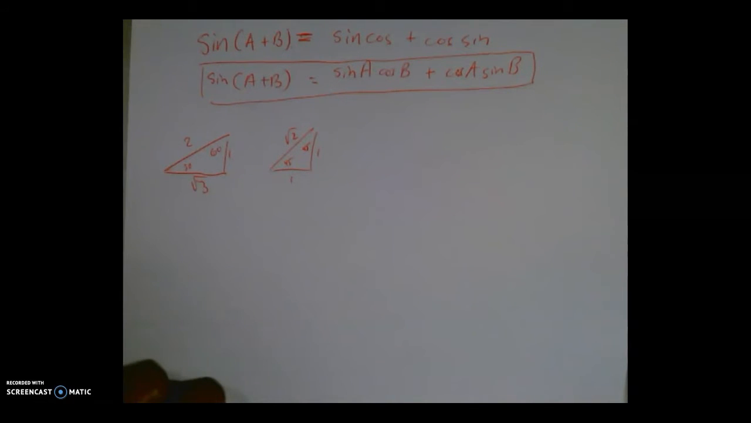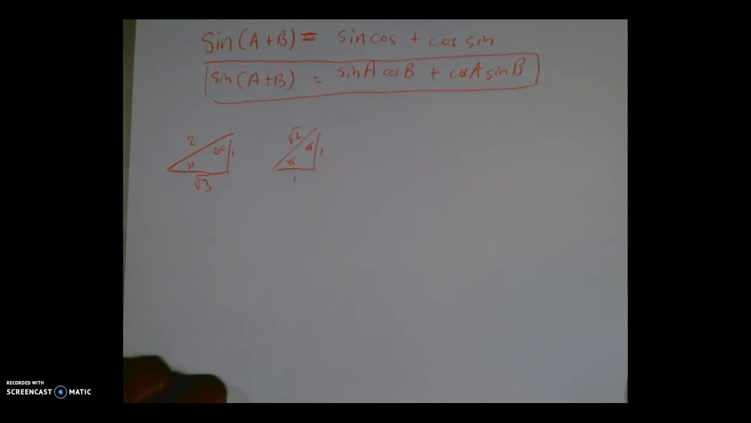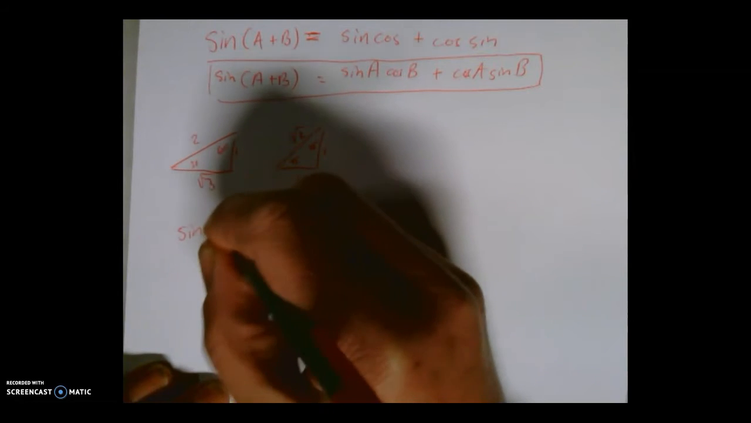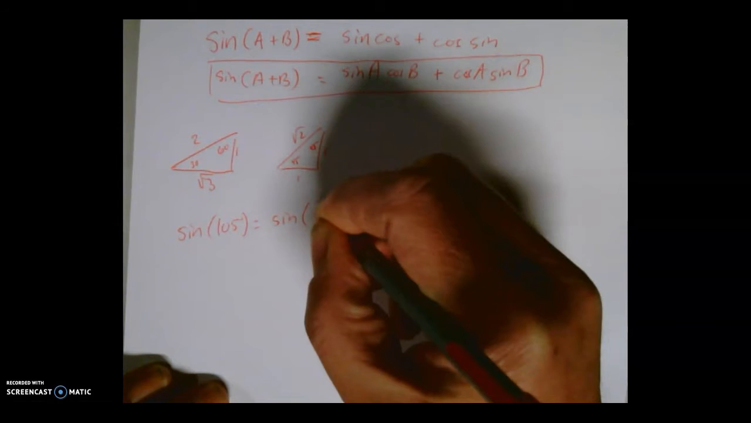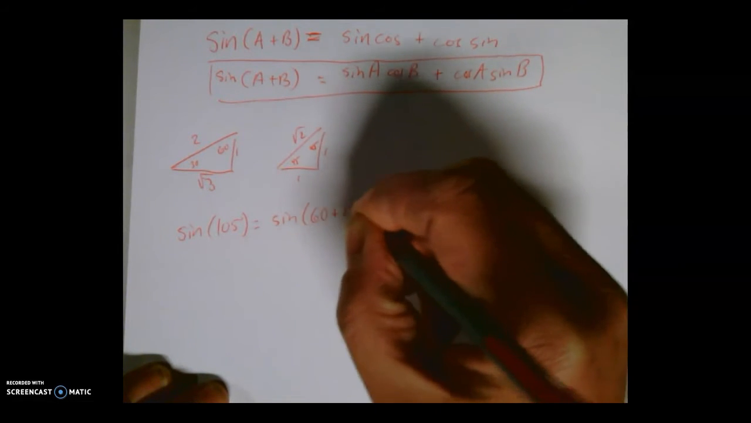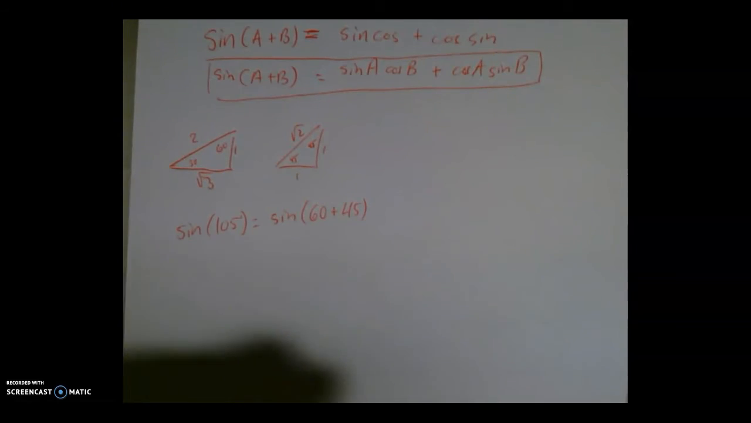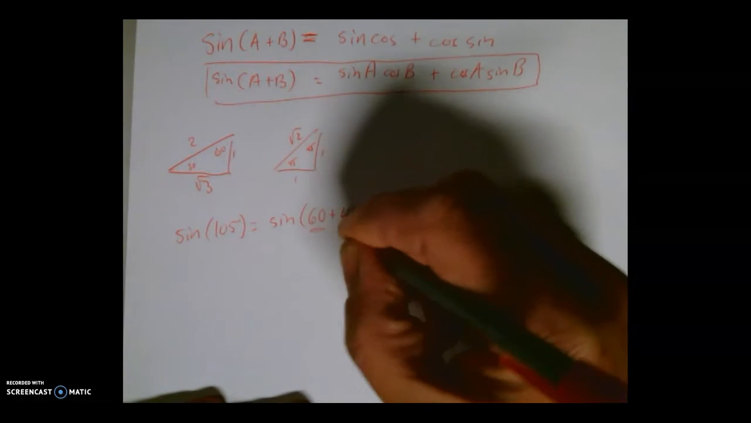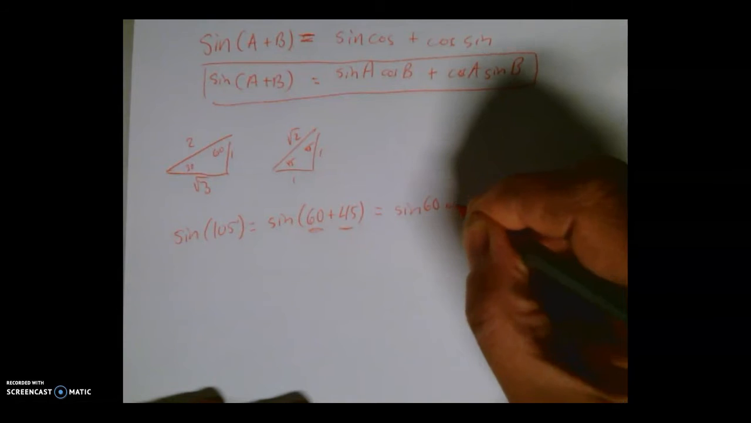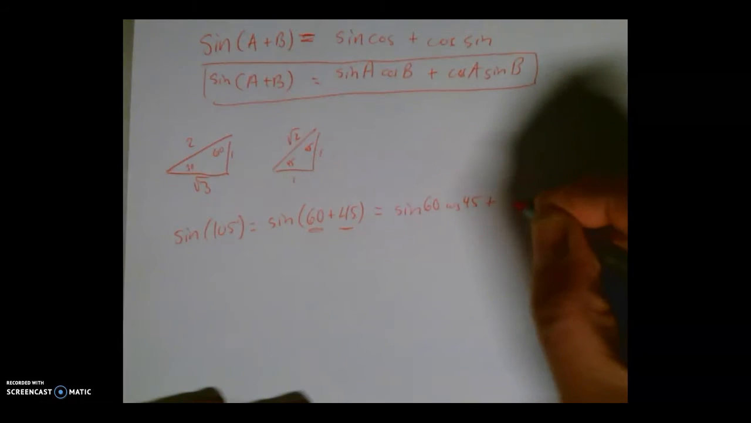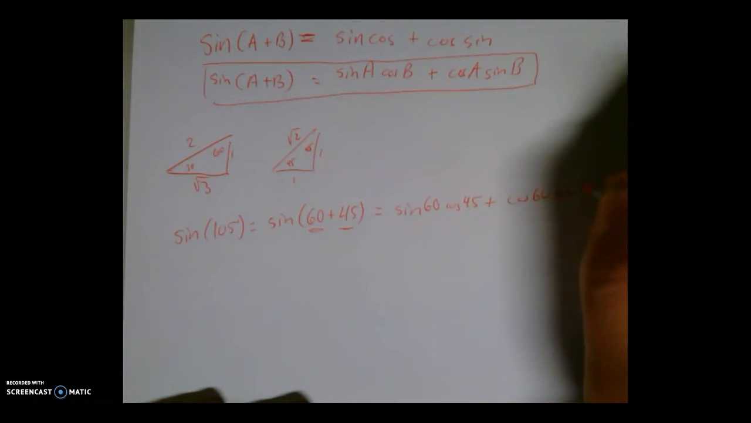Or 105 degrees, for example. Well, we can do it with a combination of these. So, to do 105 degrees, this is where the trick comes in. You recognize that, hey, 105 is the same as 60 plus 45. And I have a formula that says when I'm adding two things inside, that's the same as doing this: sine of 60, cosine of 45, plus cosine of 60, sine of 45.